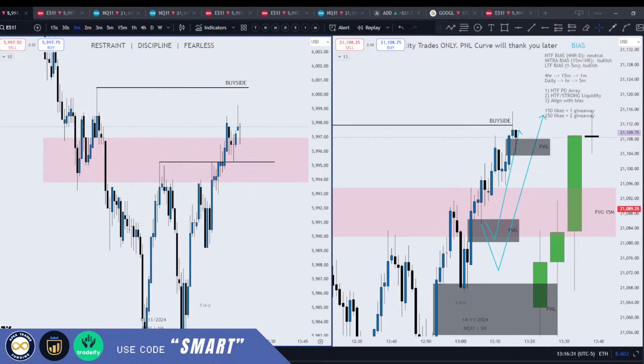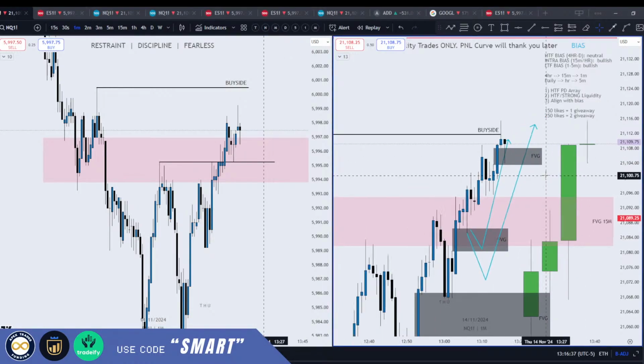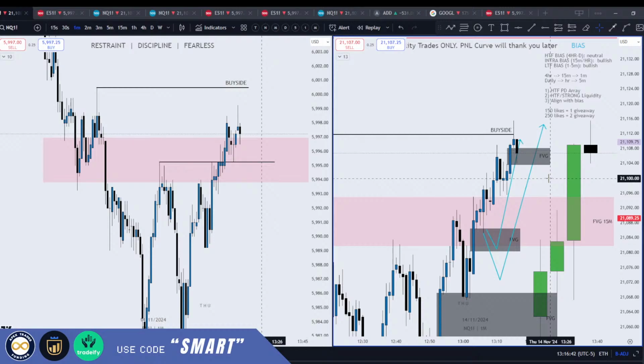Anyways, we're like 16 minutes in. We saw a really great setup at the start. I was able to get in, I just missed it. Hopefully some of you guys got it. But we'll just move on to the next trade.